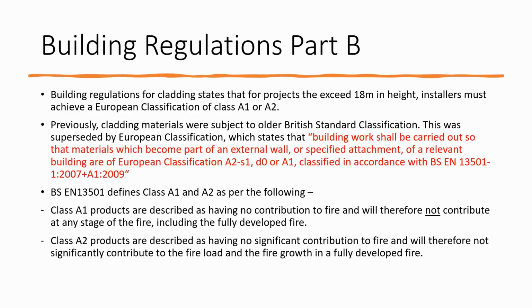According to Building Regulations Part B, Building Regulations for cladding states that projects that exceed 80 metres in height, installers must achieve a European classification of Class A1 or A2. Previously, cladding materials were subject to older British standard classification.